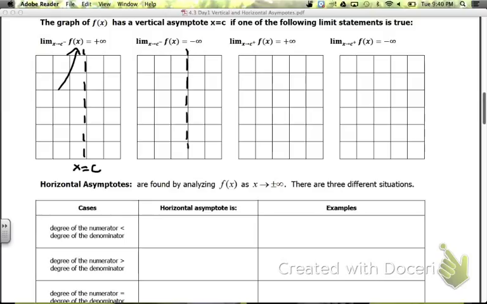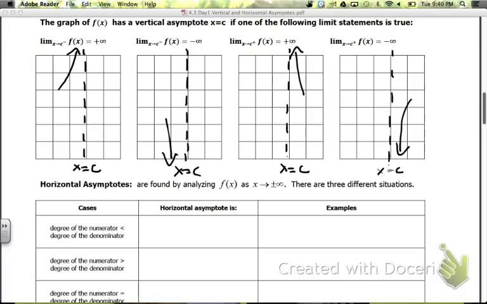So next, if we're looking at our vertical asymptote again at x = c, if it's approaching c from the negative side and our whole function is approaching negative infinity. Similarly, looking on the right hand side of our vertical asymptote, as it approaches positive infinity, and then as it approaches negative infinity. So this is just stating that the graph of f(x) has a vertical asymptote if one of those statements is true. So looking at our horizontal asymptotes now.